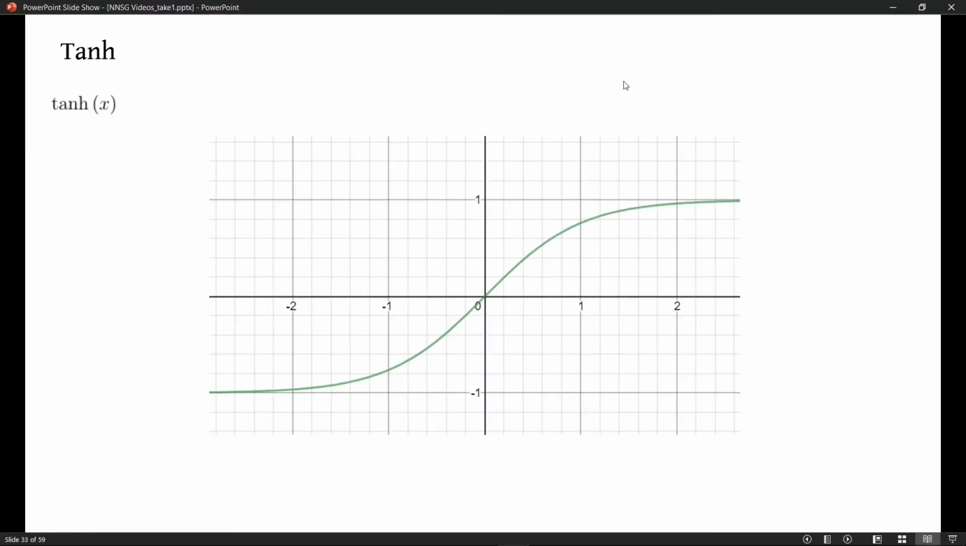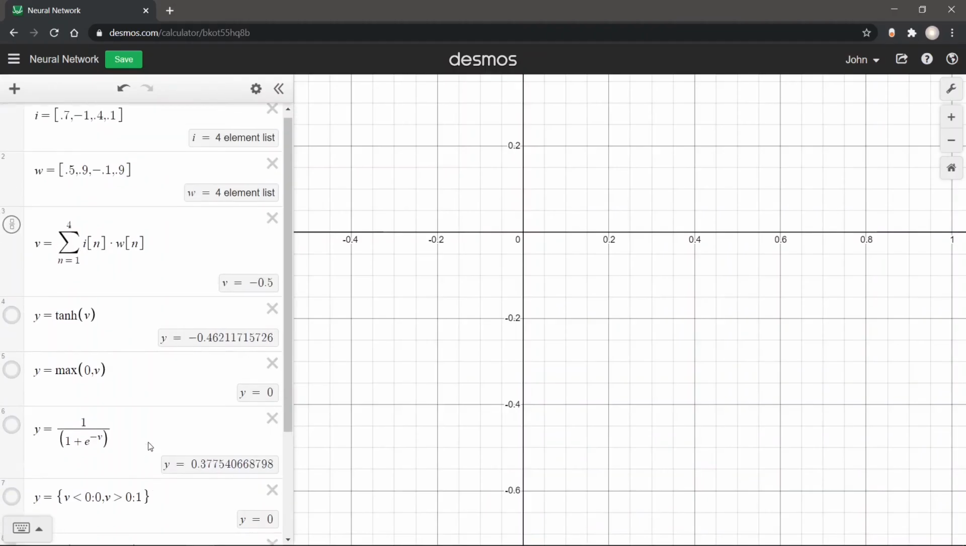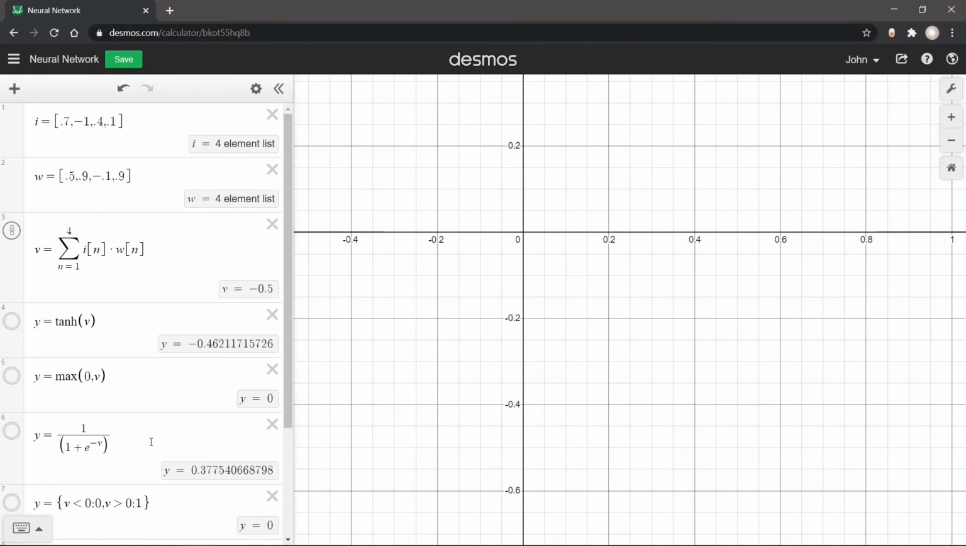And then this is the hyperbolic tangent, which is of course a trigonometric function. This is the softplus, and as you can see, like I mentioned, it is nonlinear, but all the outputs are positive, always. Okay, so I'd like to show you how the outputs of each activation function vary.